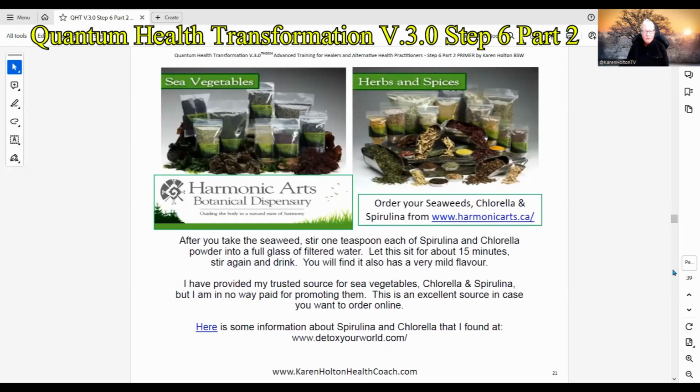After you take the seaweed, stir 1 teaspoon each of spirulina and chlorella powder into a full glass of filtered water. Let this sit for about 15 minutes, stir again, and drink. And you will find that it also has a very mild flavor.